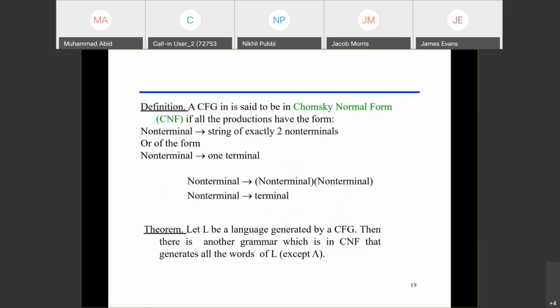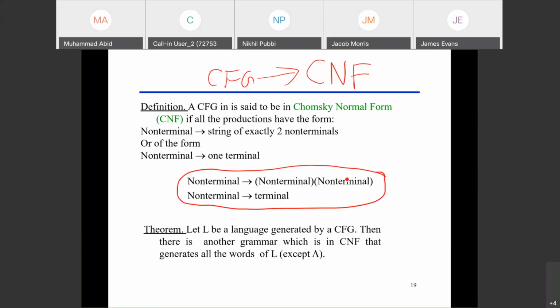So the next step is that if you have a grammar and this grammar is a context-free grammar, we can convert this grammar into Chomsky normal form, CNF. You can convert your CFG into CNF. And how do you know that you converted this? If all production rules of your Chomsky normal form are in this format: exactly two non-terminals or exactly one terminal.